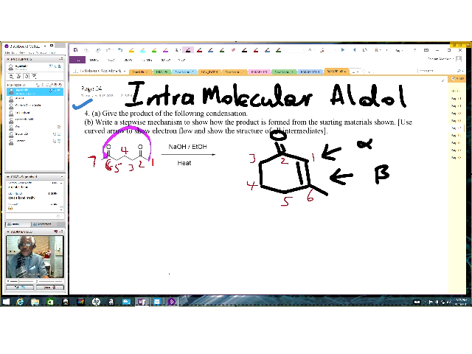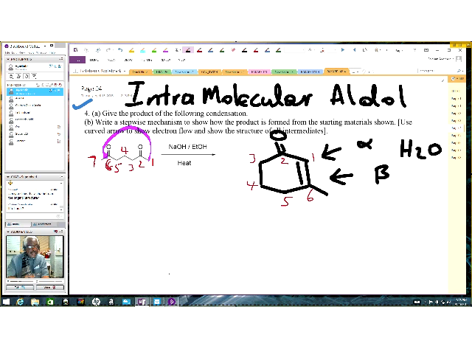Okay? Plus, we are going to form water, of course. Okay, keep in mind that we lose the oxygen of the other carbonyl, and we lose 2 hydrogen from the alpha carbon, okay, that forms the enolate.